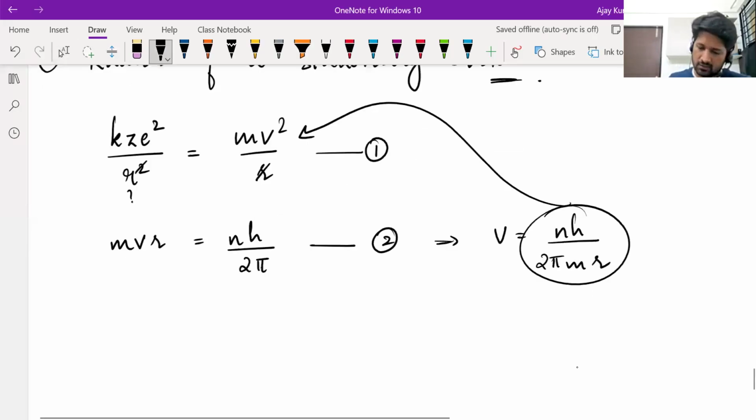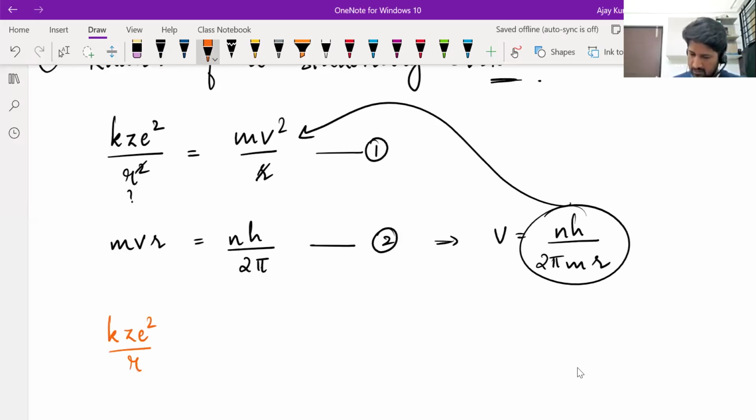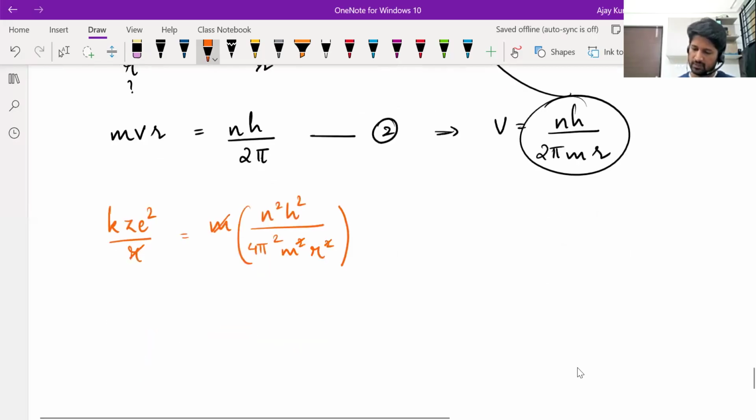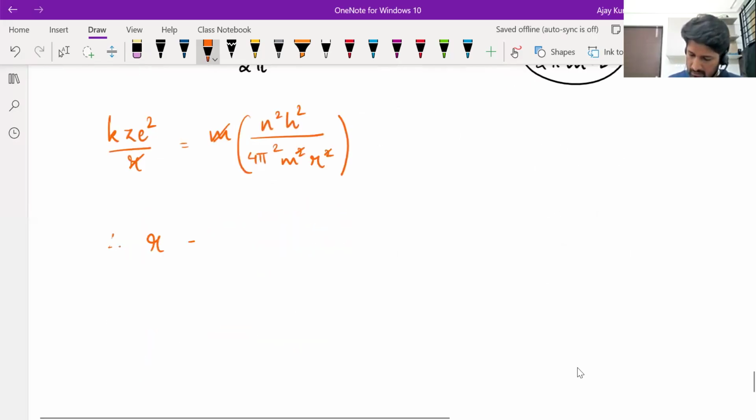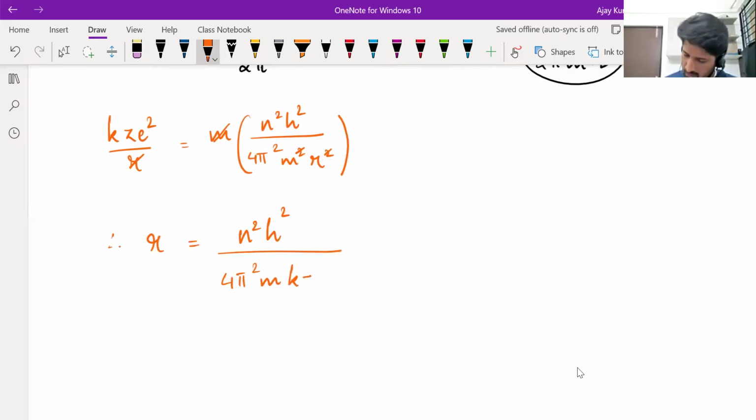Let us do that. So, you get kz e square divided by r is equal to m v square. V square becomes n square h square by 2 pi whole square, which is 4 pi square m square r square again. Okay, cancel one m, cancel one r, and make r the subject of the equation. You get r is equal to n square h square divided by 4 pi square m kz e square.